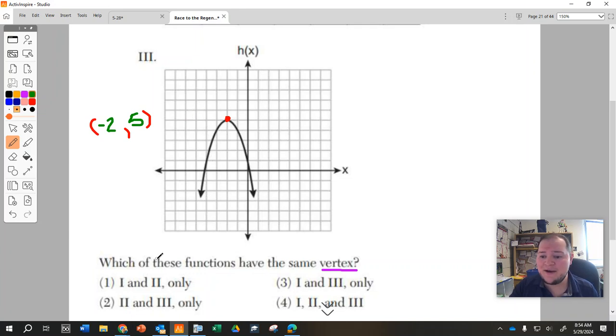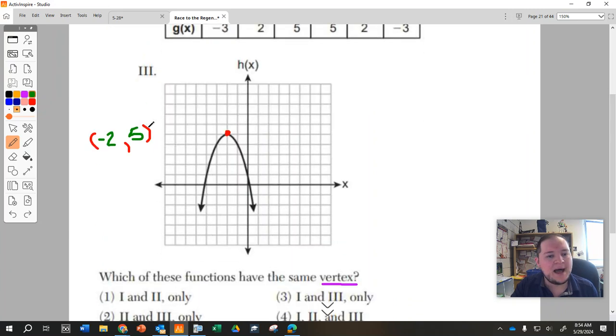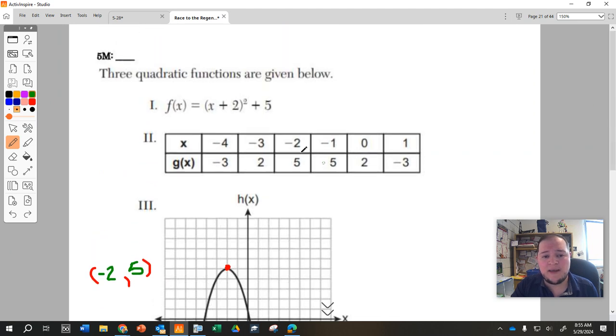The question is saying, which of these have the same vertex? So you can kind of see how this question is going to go. We got to get the vertex for all of them, and then we decide which pair or grouping of them have the same vertex. Truth be told, I don't like questions like that. I think it's kind of a cheap trick, but whatever. So graph 3, we know the vertex of him. Let's go to the table now, and then we'll do the equation at the end.